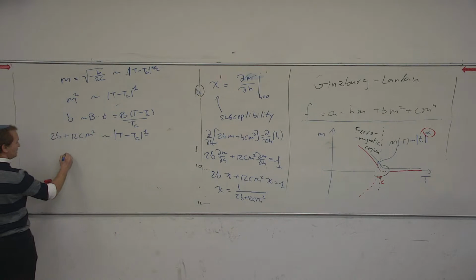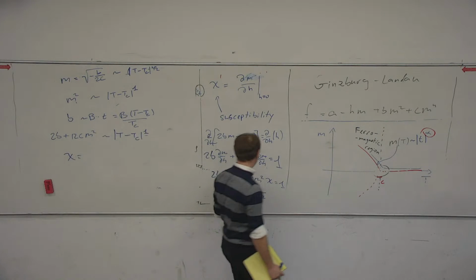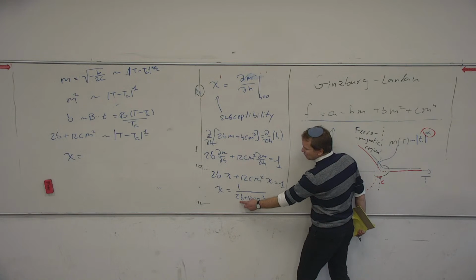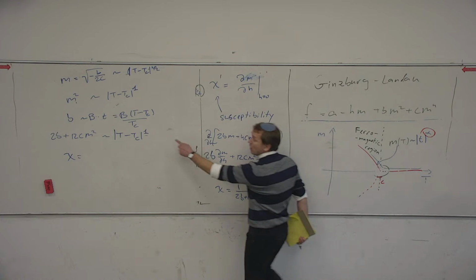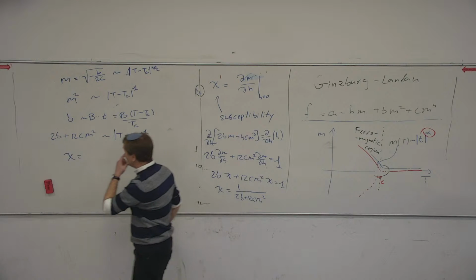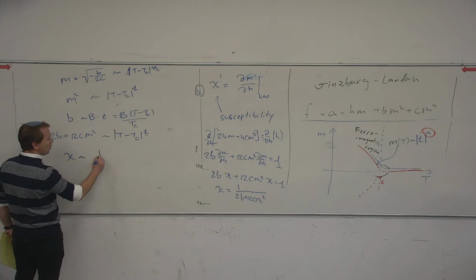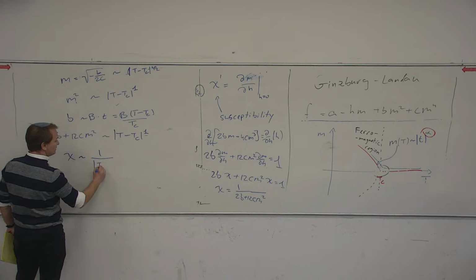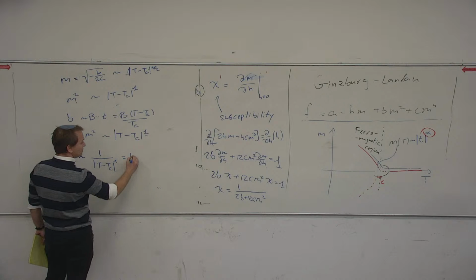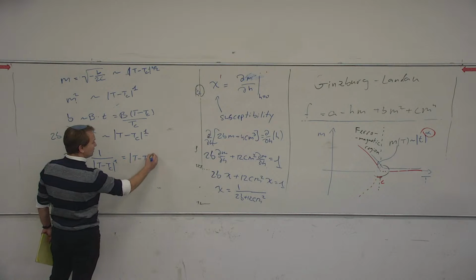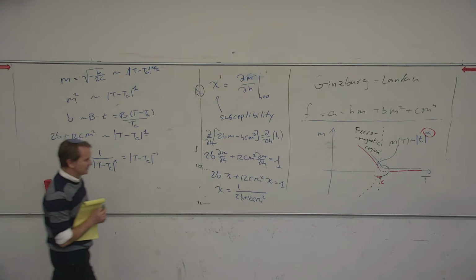So what we see is that chi, we don't care about all the different coefficients that we have. Remember, the only thing that is interesting is the power of the exponent. So chi goes as 1 divided by t minus tc to the first power, which is t minus tc to the minus 1. This is the susceptibility.